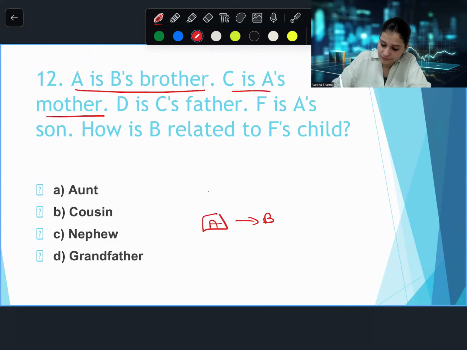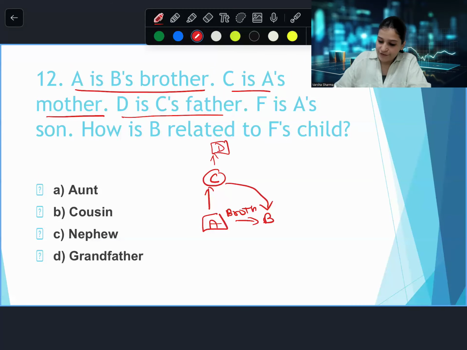C is A's mother. So C is also the mother of B. D is C's father. F is A's son. How is B related to F's child?